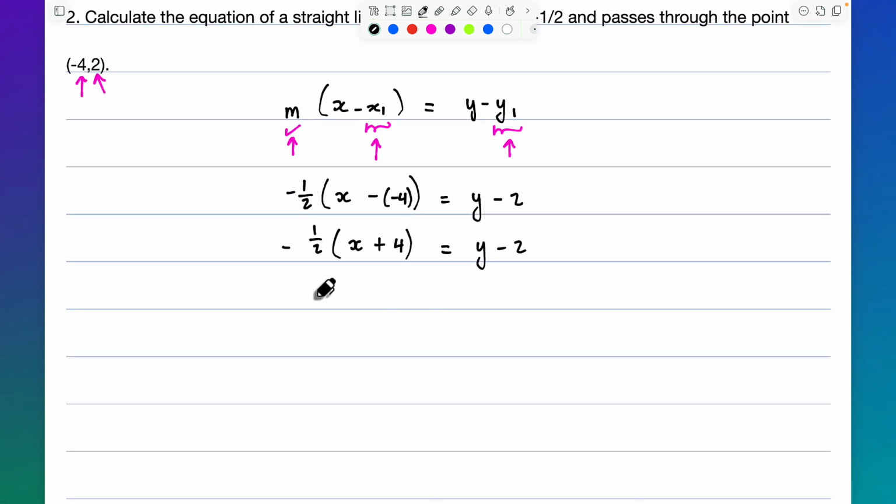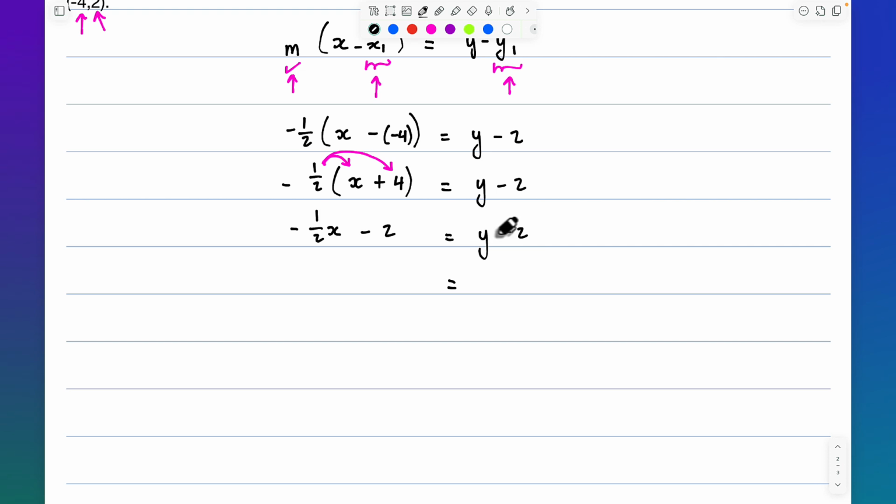And then I'm just going to multiply in. So multiply negative a half times x, because remember this half is going to multiply into the bracket, and since it's addition, it's going to multiply each term separately. So that's negative a half times x, which is negative a half x. Negative a half times 4 gives you negative 2. That's equal to y minus 2. And then to make y the subject of the formula, you're going to take this negative 2 to the other side, and it becomes positive. So we have negative a half x minus 2 plus 2 is equal to y.